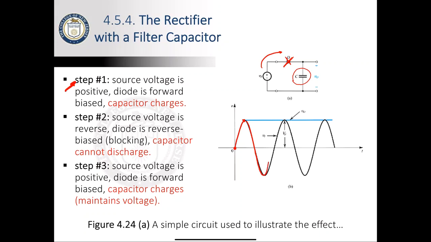So steps 2 and 3 cover this part of the waveform here, but you'll note that the voltage across the capacitor stays unchanged because there's no path for it to discharge. If the charge stored within the cap stays the same, the voltage across it will also stay the same.